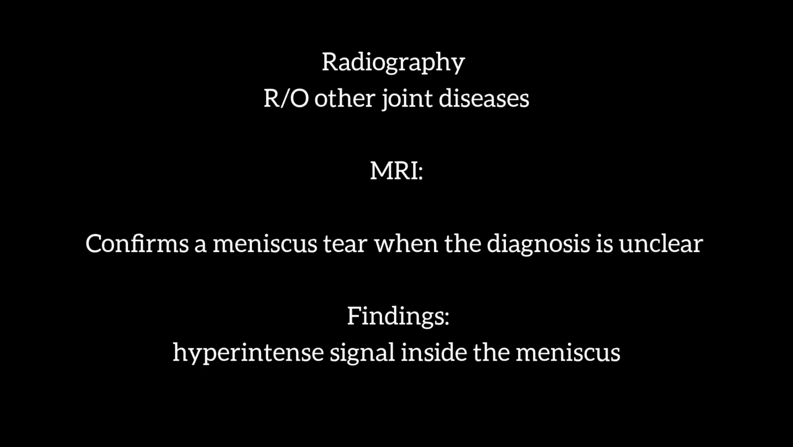We have different imaging modalities, but MRI is indicated to diagnose the meniscus tear. We also have to rule out other bony pathologies, for example possible osteoarthritis, a degenerative disease of the joints in older people. In MRI, the finding is a hyperintense signal inside the meniscus.